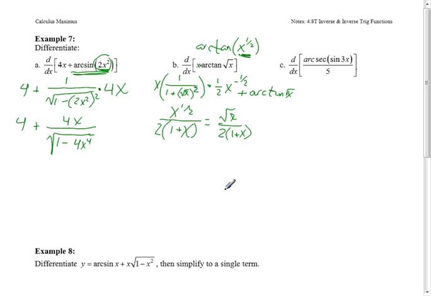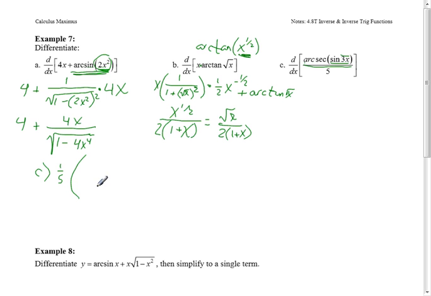Alright, we have one more problem, and I'm going to just start it down here just so I have a little bit more space. Alright, this is definitely a case where we're going to have to use the chain rule. We have 1, 2, 3 functions. Alright, that 1/5, we can just throw it in the front. It's just a constant. Okay, instead of dividing by 5, I just write it as 1/5. So now we just need to take the derivative of our arcsecant of sine of 3x.